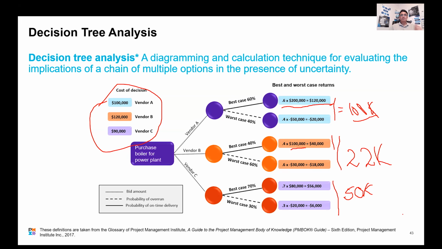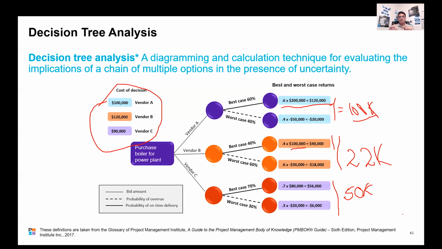Which one would you go for now? Who do you think is going to give you more? Who has a better chance of giving you higher profit? Vendor A. But you said you were going to go with vendor C. That's what it helps you decide. But it is highly reliant on the historical information of the vendor. You can't do this if you're not familiar with the vendor's performance, right?